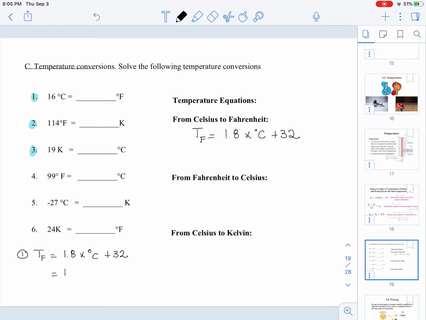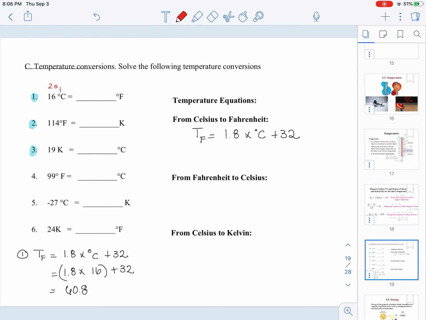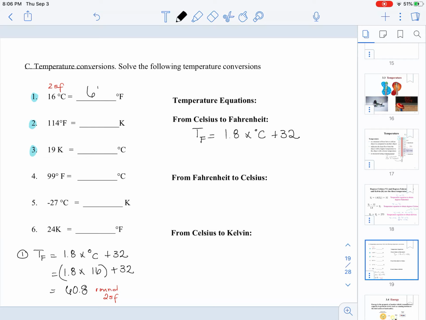So for the equation that I have, I'm going to do 1.8 multiplied by 16. I'm going to put those in parentheses, and I'm going to add 32. So when I plug in those numbers in my calculator, 1.8 times 16, and I'm going to add 32, understand that I get a value of 60.8, but because I was given 2 sig figs, I'm going to round this result to 2 sig figs. So my final answer in the problem is going to be 61.